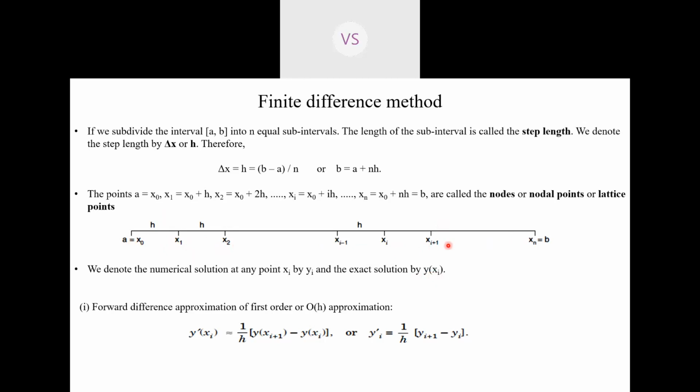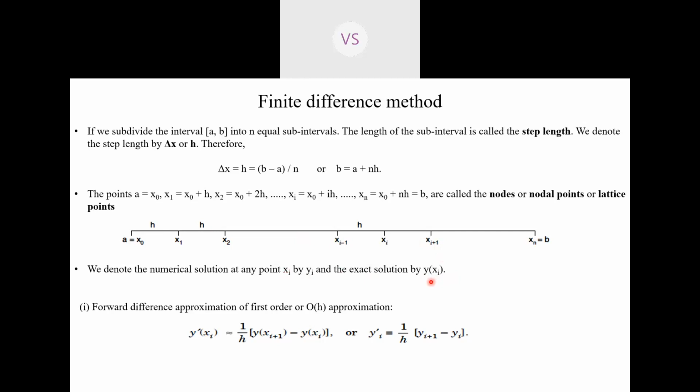The value of x we know, but the value of y we do not know, and we have to find these values of y. We may know the values of y at n points, but when you have to find the intermediate values, you have to write in this manner: xi, so the value of y at xi is yi.